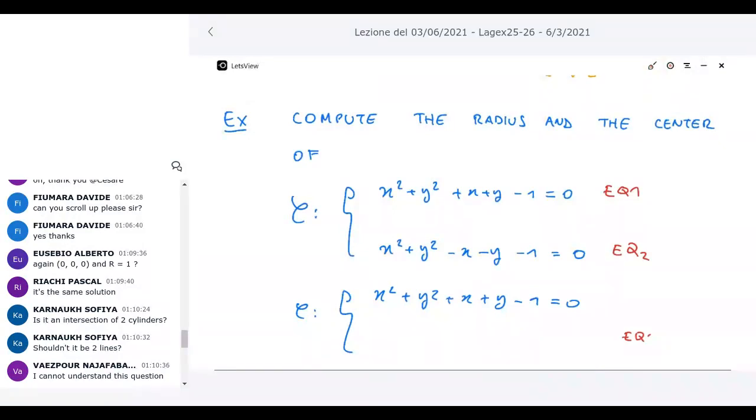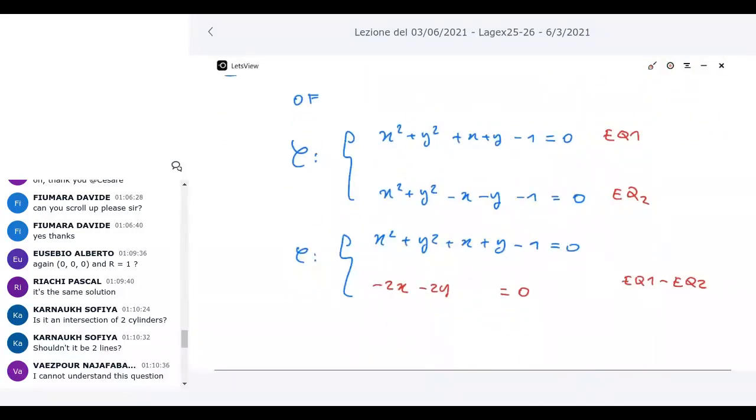So what you get here is minus 2x minus 2y minus 2 equal 0, right? No, not right. It equals 0, period. So what I do is x squared minus x squared, y squared minus y squared, x minus minus x, y minus minus y, minus 1 minus minus 1. So basically what you see is that the plane you see here is actually x plus y equals 0.